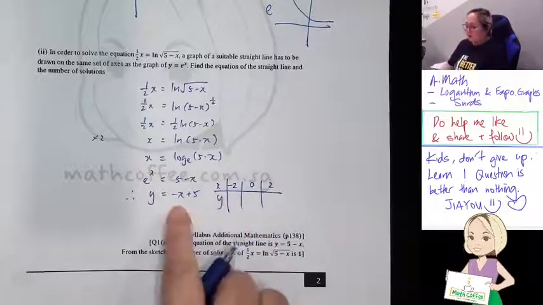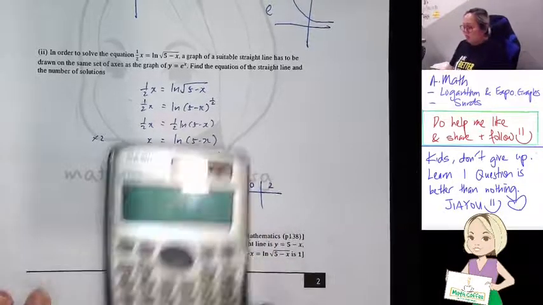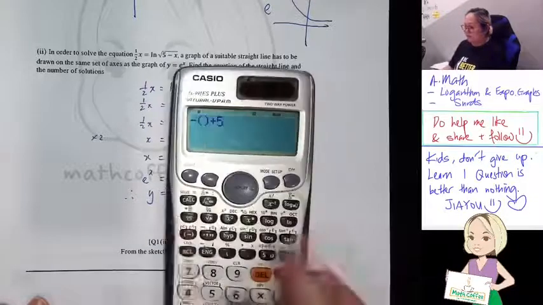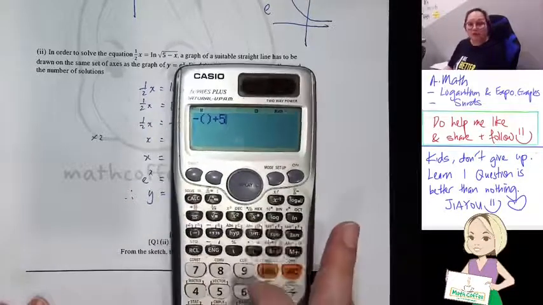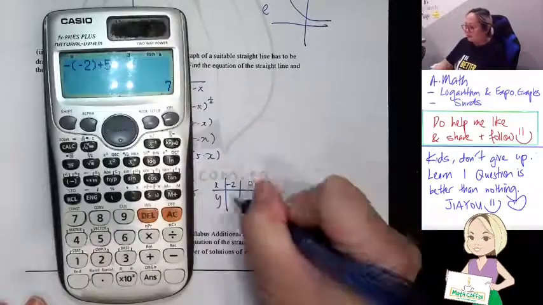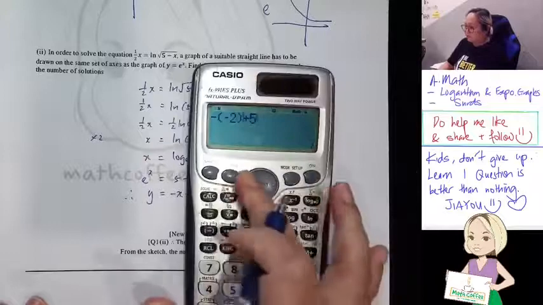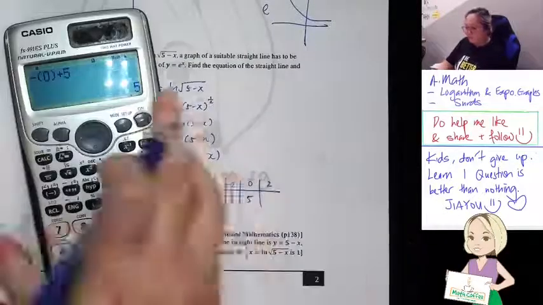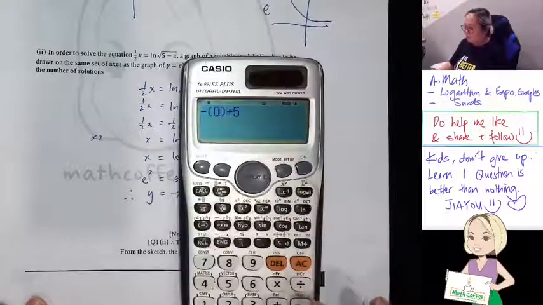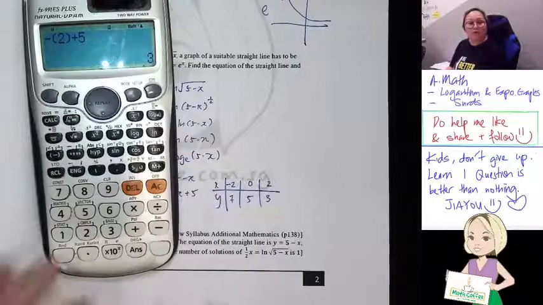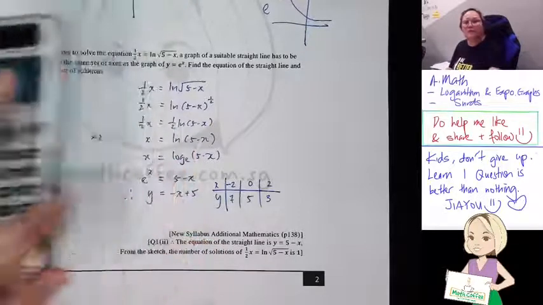Sub into here, of course. You will write minus bracket plus 5, where the x will be my bracket. I go into my bracket and key in negative 2, I will get 7. For 0, I get 5, and I key in 2, and I get 3. So I have the points minus 2, 7; 0, 5; and 2, 3.